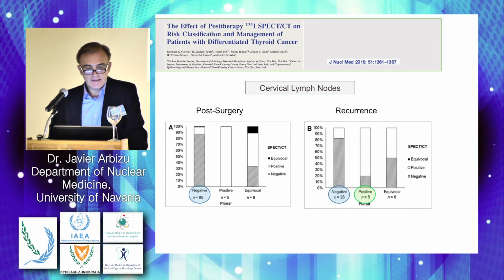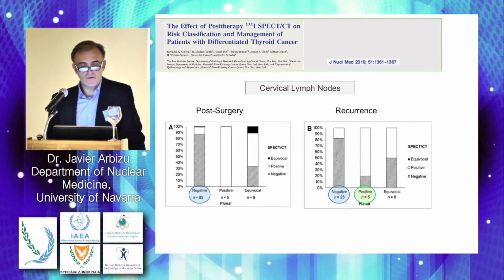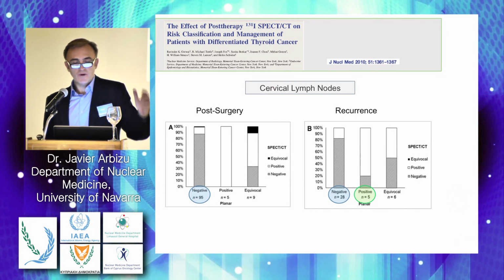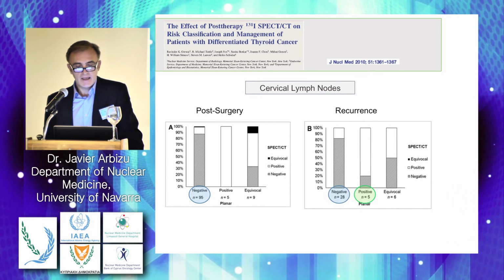And look at the equivocal. So the equivocal, as I mentioned before, were easy to differentiate as positive or negative using the SPECT-CT. But when the endpoint is to look at the possible recurrence, the negative also has a small but important proportion of patients with positive findings using SPECT-CT.